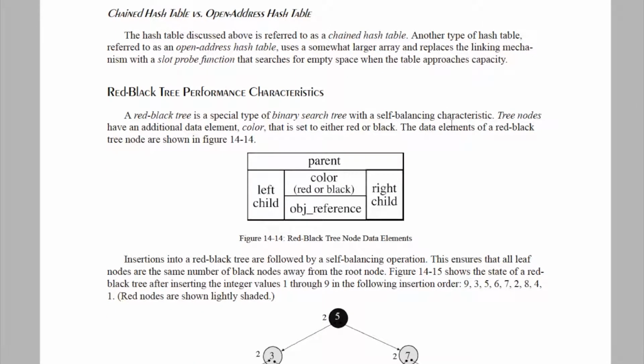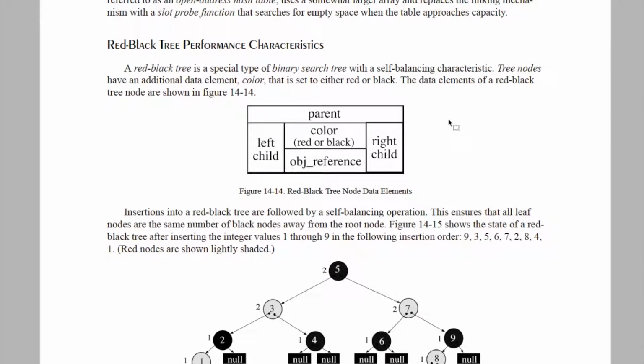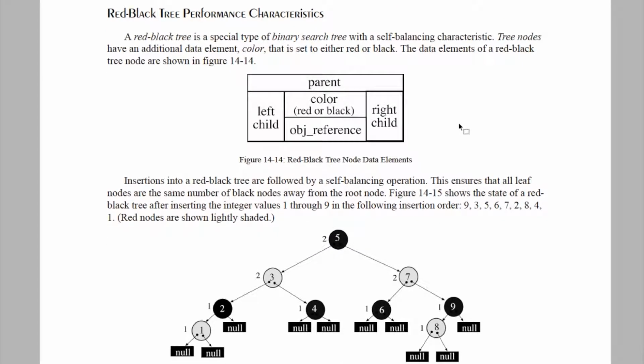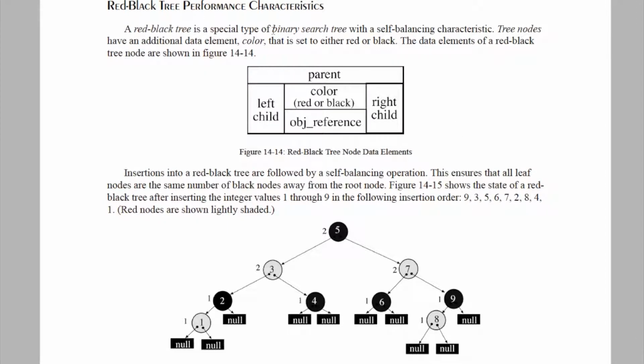So let's talk about red-black tree performance characteristics. There's different types of trees, binary trees, right? But the red-black tree is interesting because it maintains balance when you insert objects. A red-black tree, like I say, is a special type of binary search tree with a self-balancing characteristic. So here we have pictured in this particular figure 14-14 is what a node of a red-black tree would look like. So you have a node, right, represented here by the object reference, and then you have a color that node can be. It could be red or black, all right?